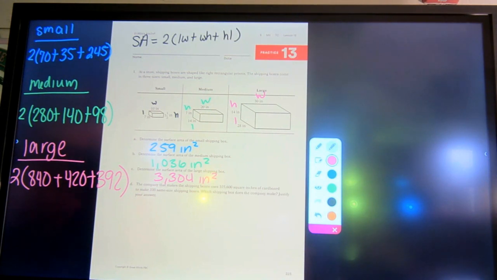So part D says the company makes the shipping box use 103,600 square inches of cardboard to make 100 same size shipping box. Which shipping box does the company make? And justify your answer.